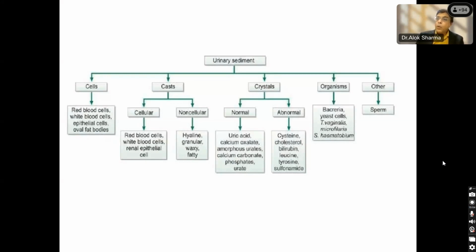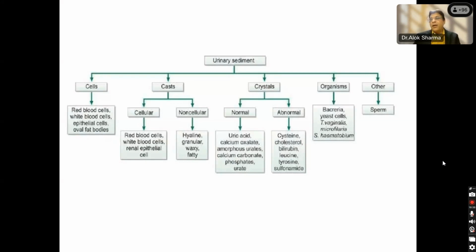The fourth thing you look at in a sediment is organisms. You look at bacteria, yeast cells, and especially trichomonas if the sample is from a female. You can even get microfilaria and schistosomes depending on the clinical background of the patient. But a word of caution: when you look at bacteria and yeast cells, you have to be sure that your sample is not contaminated or has not been kept for a long time at room temperature without being examined. That can give rise to secondary contamination, and everything has to be interpreted in the correct clinical background. That's a very important common theme I am imparting to you, so take note of that.